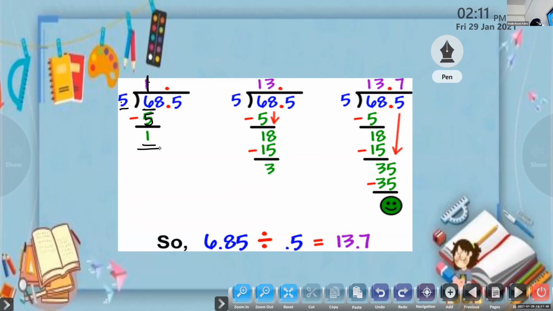After this, what will we do? We will bring down 8, that is 18. When we divide 18 by 5, you will get 3. 3 5s are 15. Then when you subtract, you will get 3. So children, this much we have done. Now look at the question.